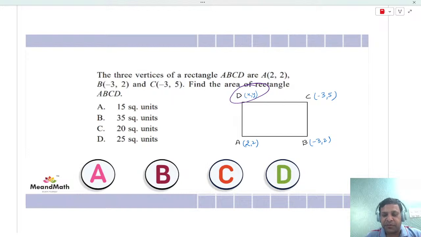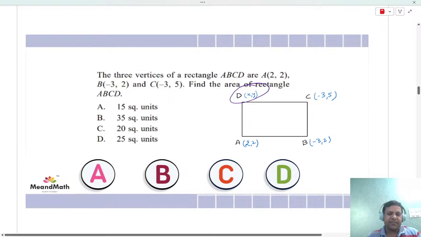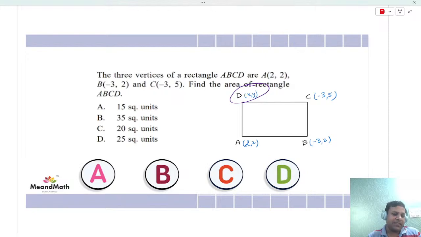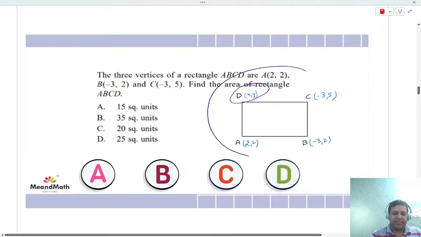You have to know about the properties of a rectangle. That's it. Opposite sides are equal. Opposite sides are parallel. AB is equal to CD. BC is equal to AD. And AB parallel CD and BC parallel AD. Okay. So anyone in the class who is able to solve the question?